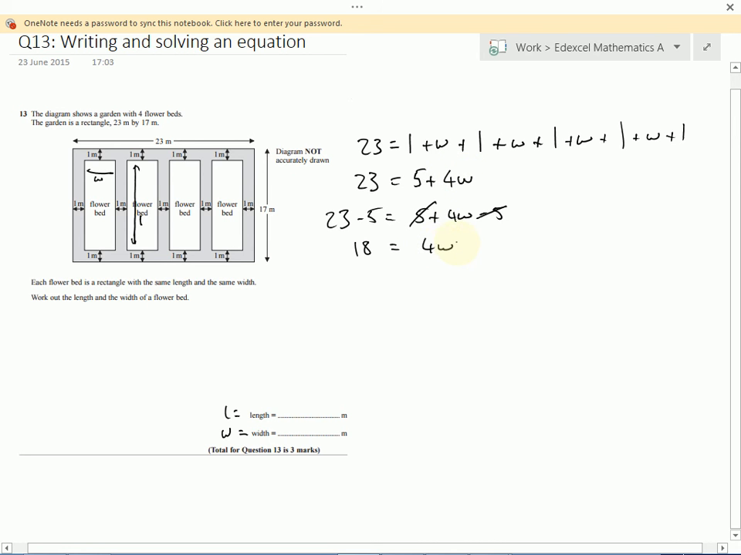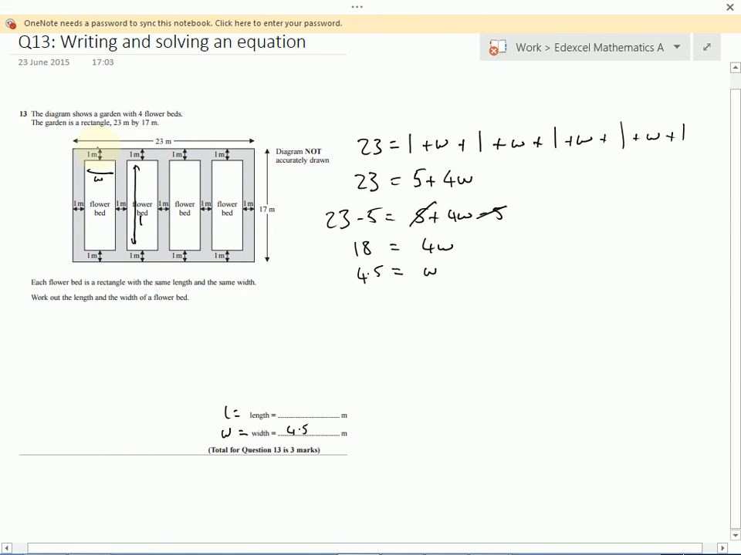Then, to get W on its own, remember you can do absolutely anything you like to one side of the equation, as long as you do exactly the same thing to the other side of the equal sign. If I've got 4W, what I want is just W on its own, so I have to divide by 4, and so I divide the other side by 4 too. 18 divided by 4 is 4.5. You're allowed to use a calculator for this question, but if you weren't, you could do 18 divided by 2 and then divide by 2 again. So the width is 4.5 metres. That should roughly make sense: 4.5 metres, 4.5 metres, 4.5 metres, 4.5 metres, with a metre in between them, should add up to 23 metres.